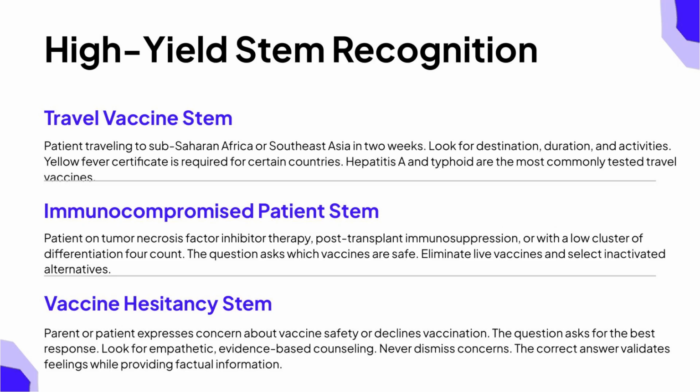Second is the immunocompromised patient stem. Anytime you see a patient on immunosuppressive therapy, your immediate reflex should be to eliminate live vaccines from the choices. Third is the vaccine hesitancy stem. These questions test your communication skills. The correct answer is always the one that shows empathy first and evidence second. Review the travel medicine and immunocompromised vaccination sections of your board resources for these patterns.